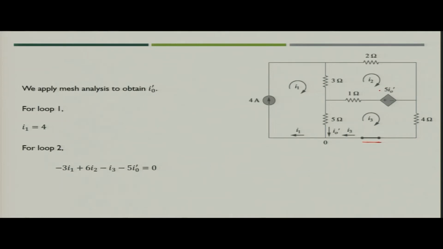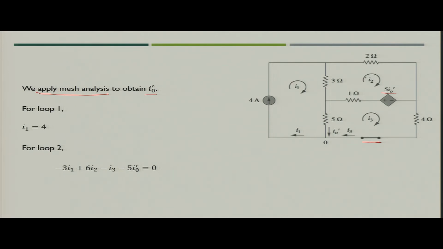Now we cannot short circuit or open circuit the dependent sources. In this case this is a dependent voltage source, so we keep it intact in the circuit. The value of this voltage source will be 5 I naught dash, because right now I naught dash is flowing in this particular circuit which we are analyzing while short circuiting the voltage source. So now what we have to do? We have to apply mesh analysis to obtain the value of I naught dash.